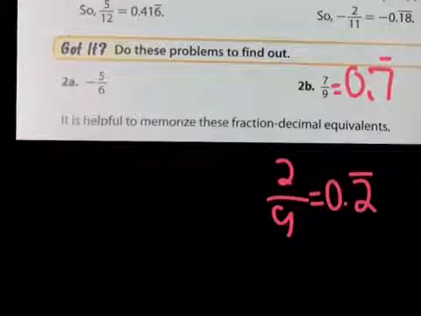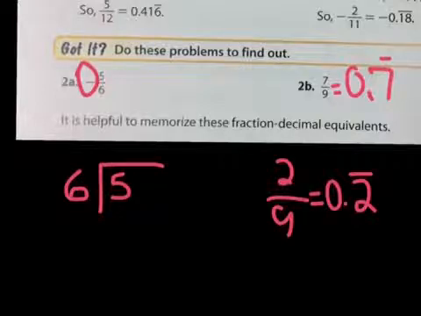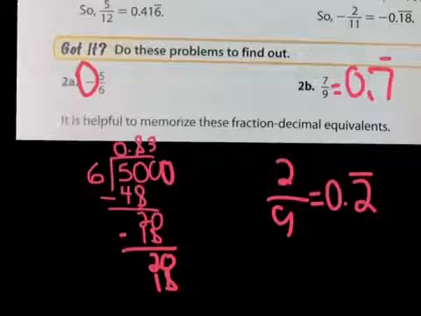Okay, let's try negative 5 over 6. Now remember, boys and girls, this negative can be assigned to either numerator or denominator. You're always going to have a positive divided by a negative or a negative divided by a positive. Regardless, the decimal will be negative. Okay? So 5 divided by 6 will be a bar notation.